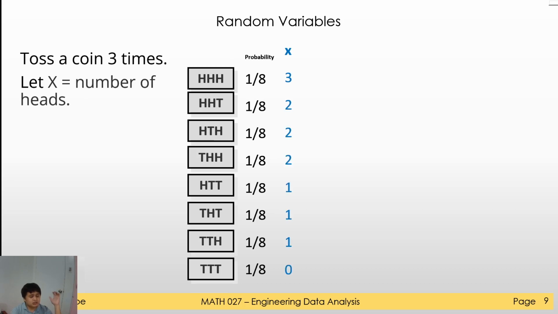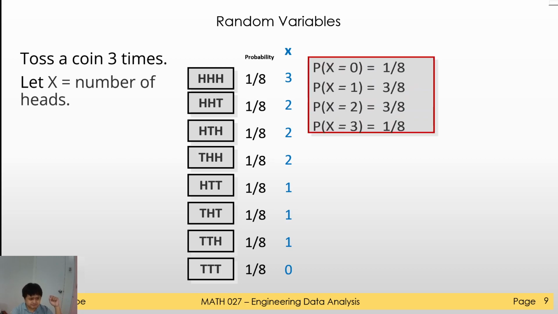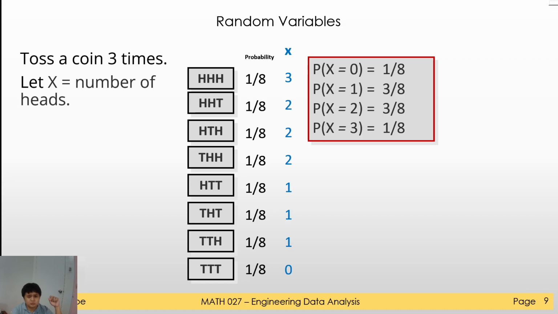And then for the random variable, how many heads does each case have? For the first case, we have 3 heads, okay? And for the second case, we have 2 heads, and so on. So we can count the probability of the random variable happening. For exactly 3, we have only one case, so that will be 1 over 8.